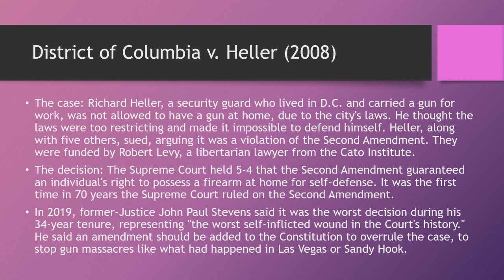And in 2019, one of the justices that ruled on this case said it was the worst decision during his 34-year tenure, representing the worst self-inflicted wound in the court's history. He said an amendment would have been added to the Constitution to overrule the case to stop gun massacres like what happened in Las Vegas or Sandy Hook. So he's come out and said, after he made the decision, that actually he feels that further massacres, further gun crimes could have been prevented if this case hadn't gone through.